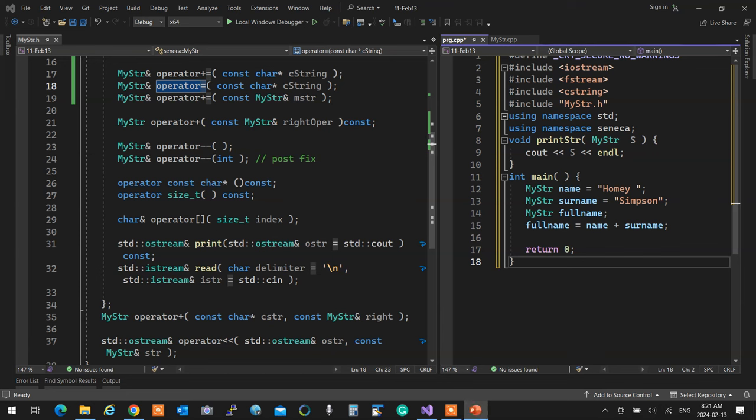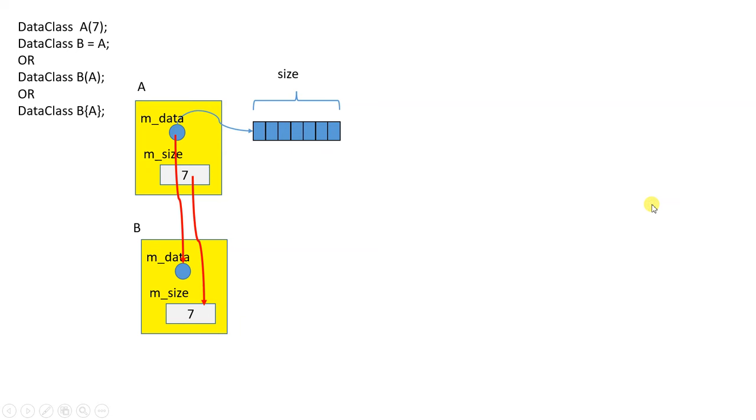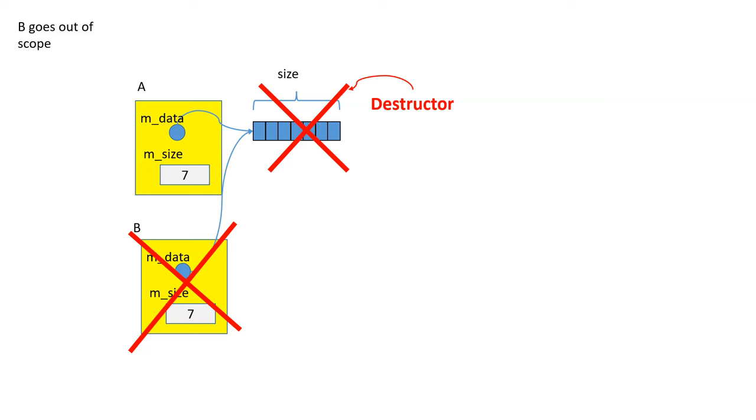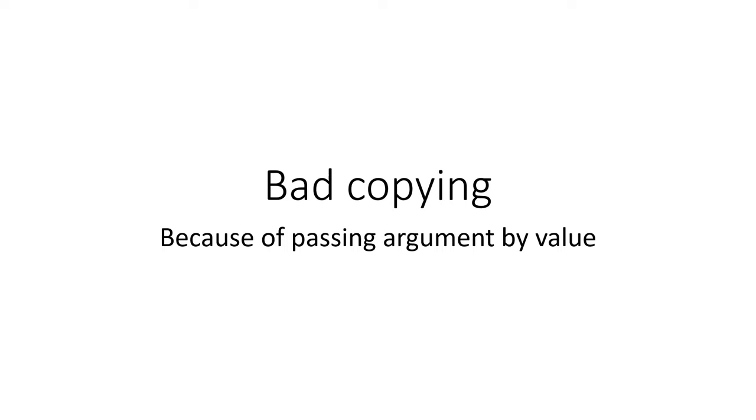I'm going to go through it very quickly. We said that bad copying is when you have one class with data and you have a second class with data and you copy it, and when you copy, the system only copies the class, not the data outside, and therefore both classes point to the same place. And when the destructor is called, it deletes one of them, taking the data away, and the second one remains with a pointer pointing to nowhere. And when the destructor of that one is called, it is destroyed.